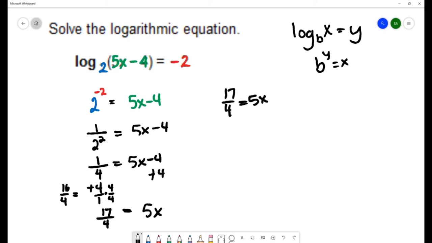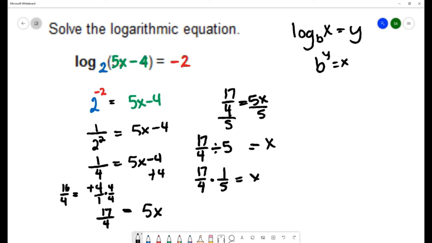And I want to get x by itself, so I'll divide both sides by 5. I have x equals 17 over 4 divided by 5. When we divide fractions, we multiply by the reciprocal. That's 17 over 4 times 1/5. And we'll multiply straight across and get 17 over 20 as our solution.